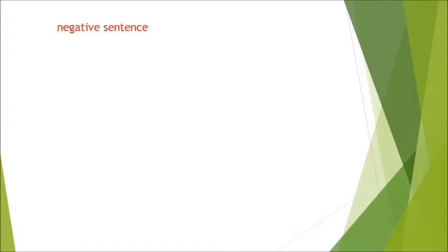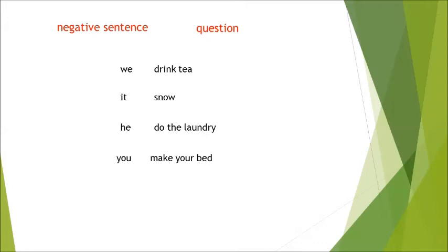Make a negative sentence and a question with the following words. We and drink tea. It and the verb snow. He, do the laundry. You, and make your bed.